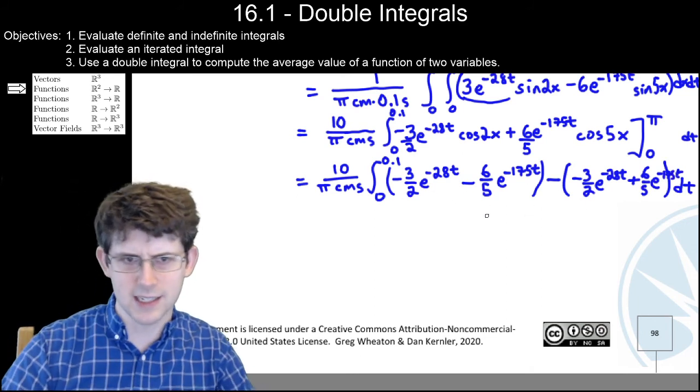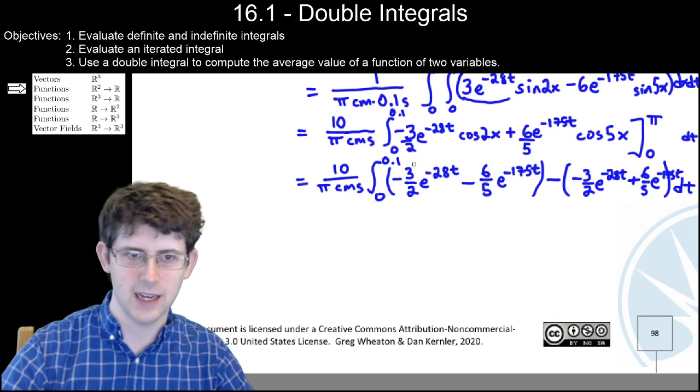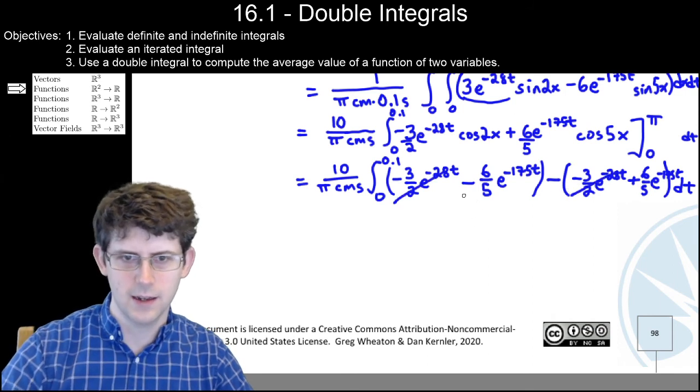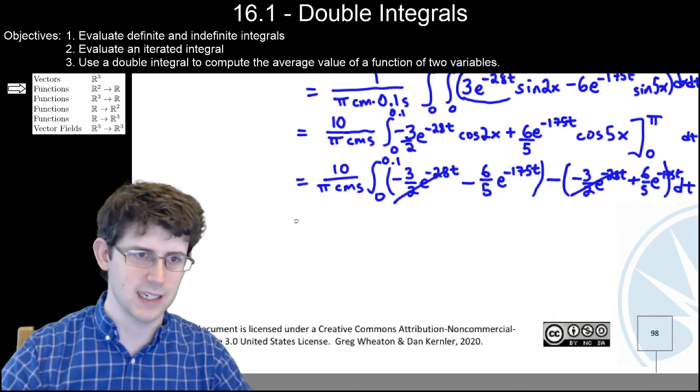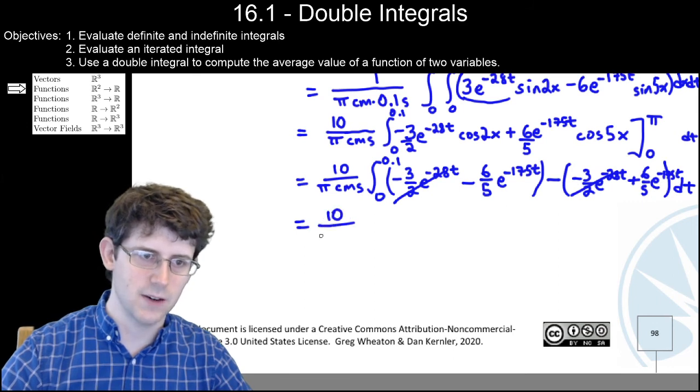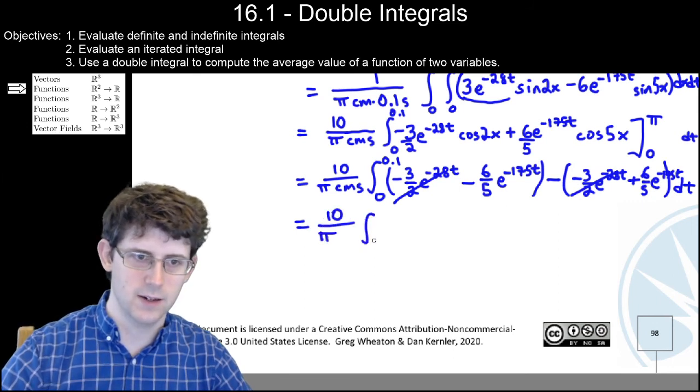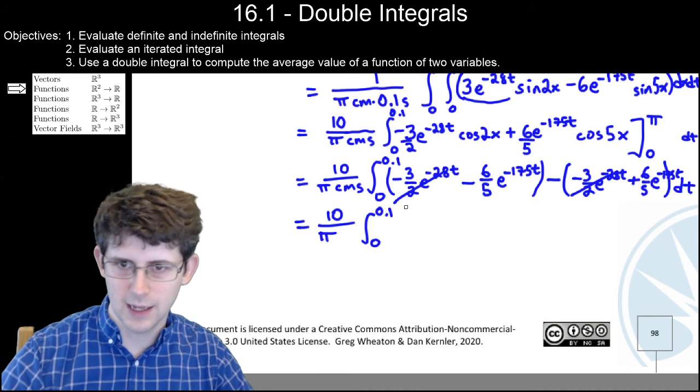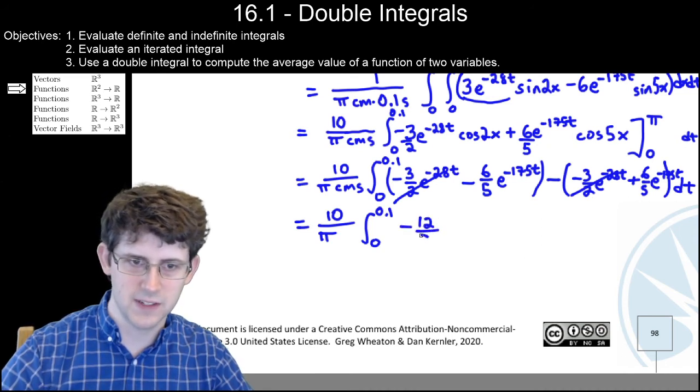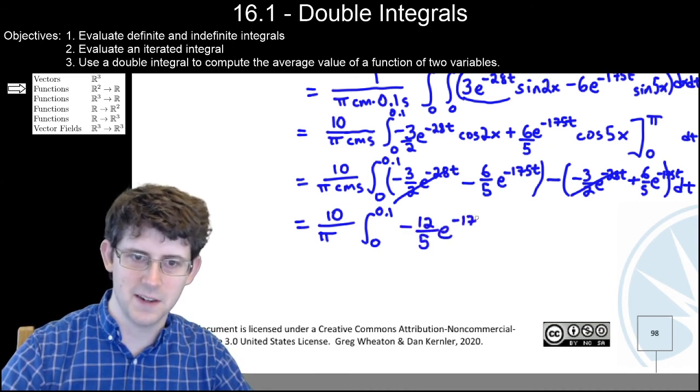Okay, does any of this cancel? Yes, minus 3/2 plus 3/2. So this part cancels. Minus 6/5 minus 6/5, that doesn't cancel. So I have 10 over pi, integral from 0 to 0.1, and I'll have minus 12/5 e to the minus 175t.